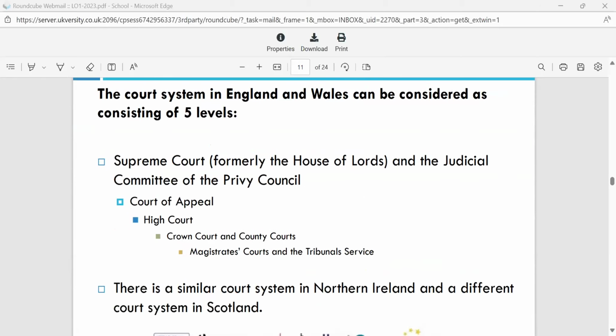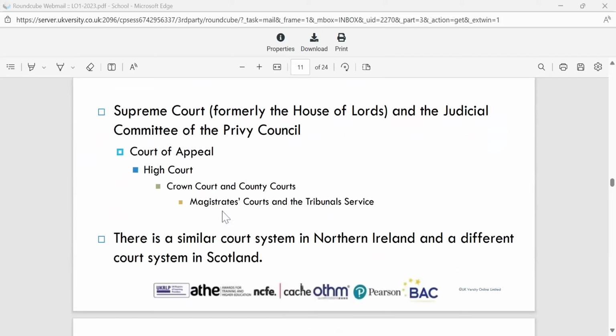So we have divisions of the legal system. In the UK, we have divisions. There are 5 levels: the Supreme Court, the Court of Appeal, High Court, Crown Court, and County Court. Under the High Court is the Magistrates Court, and these are very similar to the ones in Northern Ireland. These are the divisions, and they are made up by the jurisdiction, and they specialize in certain areas.